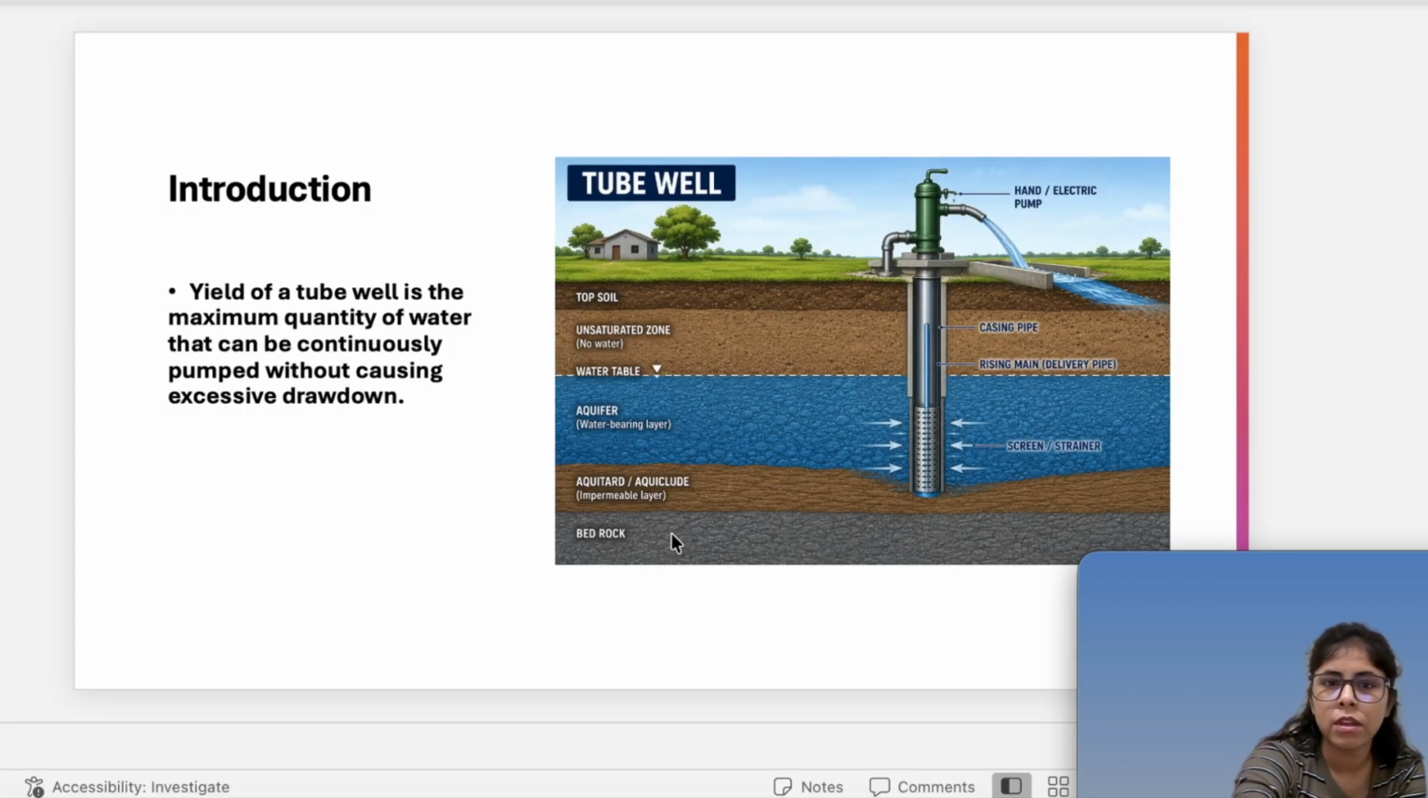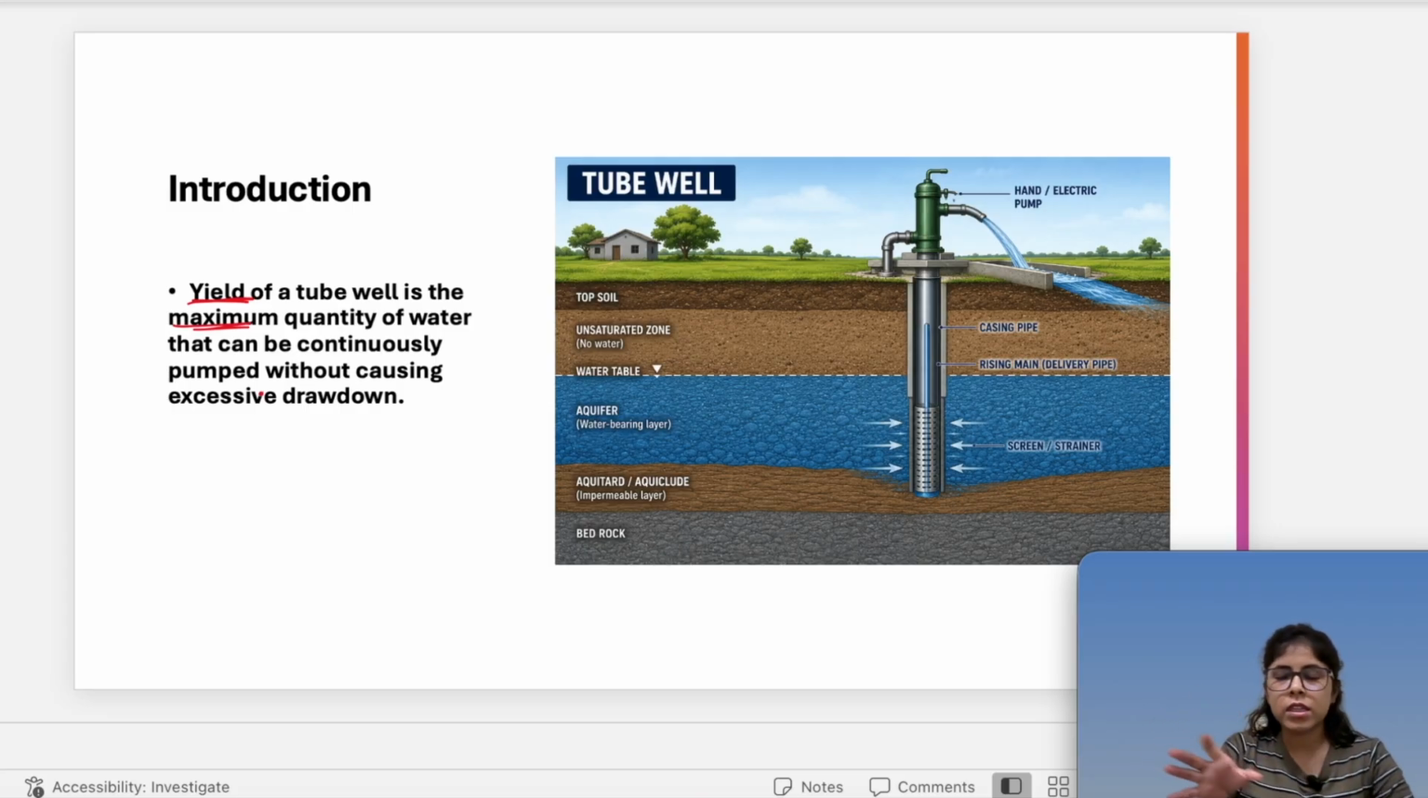So let's see. What is the yield of tube well? It is the maximum quantity of water that can be continuously pumped without causing any excessive drawdown. So simply, yield is known to be this. Without causing excessive drawdown in the water table, the maximum quantity of water that we can get continuously, that we call yield. Yield can be of open well, yield can be of tube well.